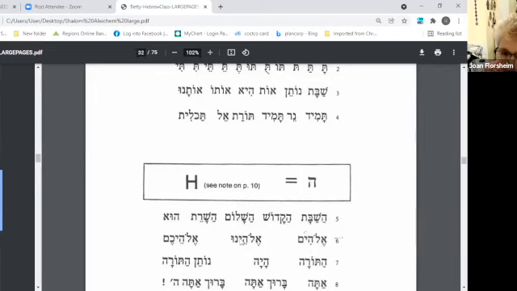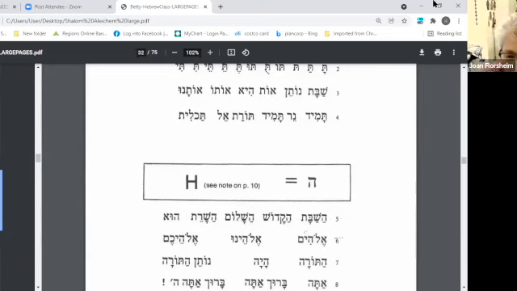Eloheinu is our God. That's the first person plural. Elohim is God. Eloheinu is our God. And this word is Elohim, which is God. Our God. Okay.